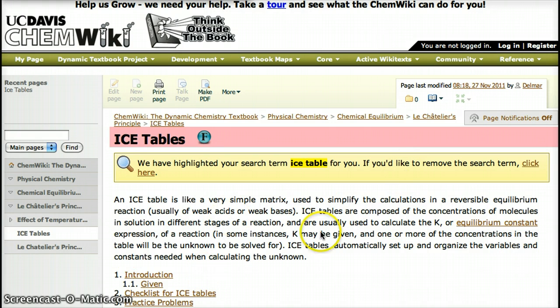First of all, when it comes to ICE tables, I'll do a little bit of reading here. An ICE table is a very simple matrix used to simplify the calculations in a reversible equilibrium reaction, usually of weak acids or weak bases. It is composed of the concentrations of molecules in solution at different stages of a reaction and is usually used to calculate the equilibrium constant expression of a reaction. K may be given. One or more of the concentrations in the table will be unknown, so you definitely need to know how to do this because more than likely she's going to give this on the exam. ICE tables automatically set up and organize the variables and constants needed when calculating the unknown.